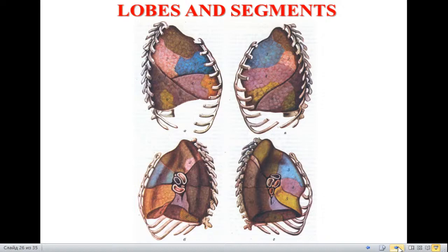left lung. The segments of the right lung, in the superior lobe there are apical, posterior and anterior. In the medial lobe there are lateral and medial. In the inferior lobe there are apical, medial basal, anterior basal and lateral basal. So in general there are 10 segments in each lung.